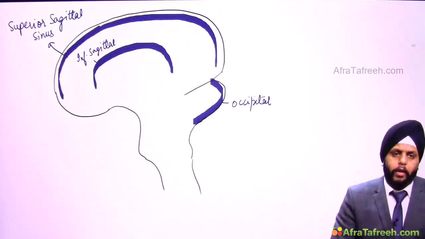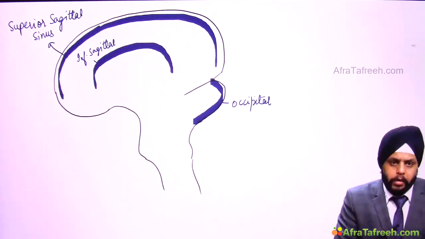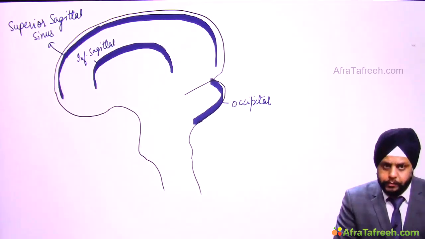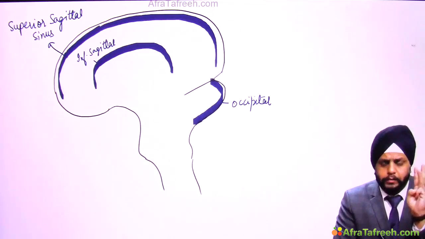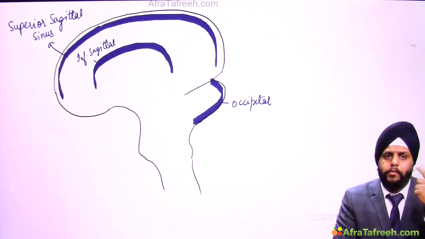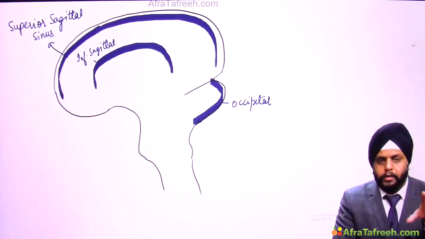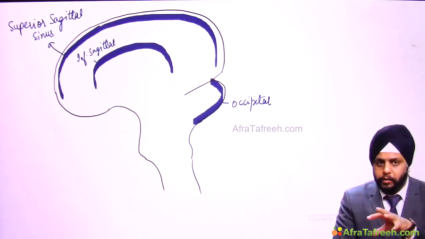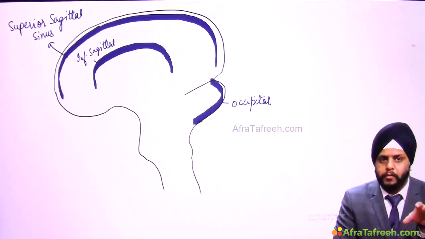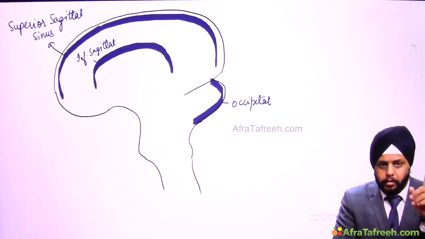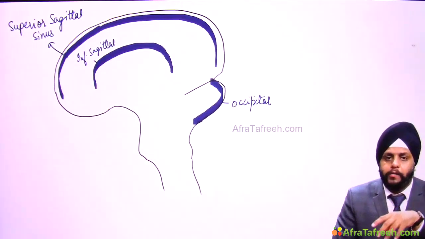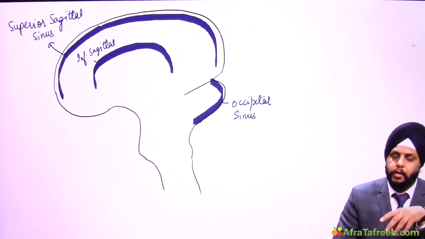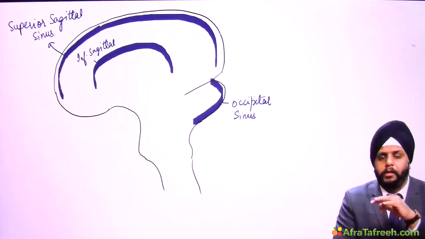As I was saying, we have an interesting way to remember it, like a family story. Our family has three people. Which are the three people? Father, mother, and son. Who is the father? Father is the superior sagittal sinus. Who's the mother? Father may be superior, but the mother is never inferior. So the mother is the occipital sinus.